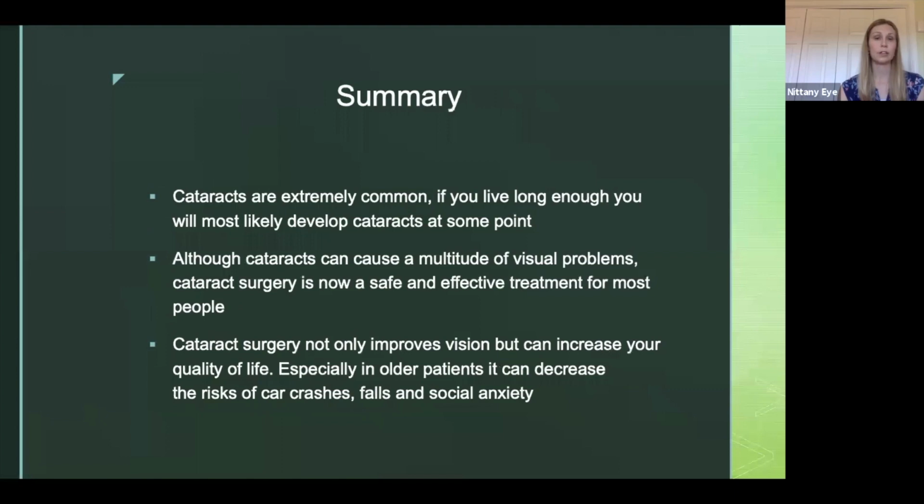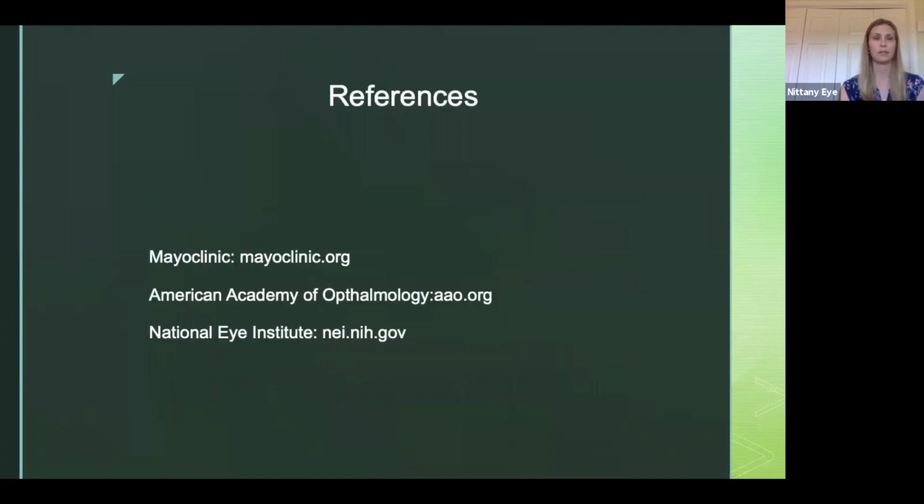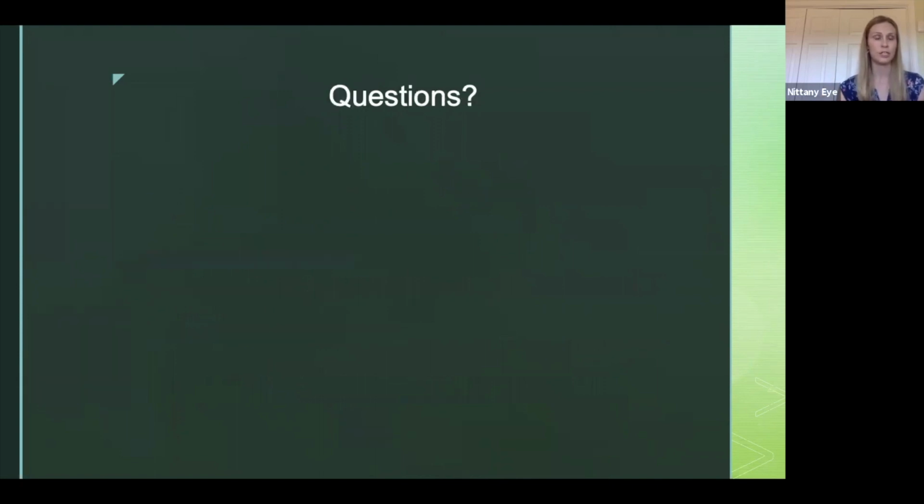So in summary, cataracts are extremely common. If you live long enough, you're likely to develop them at some point. Although they cause a multitude of visual problems, the surgery is a safe and effective way to treat them for most people. And I do tell patients cataract surgery not only improves your vision, but it also can increase your quality of life. Especially in older patients, it can decrease the risk of car crashes, falls, and social anxiety that happens with poor vision. All right, so I do have some references if anyone wants to read a little bit more about this or check something out. And now it's just time for questions if anyone has some.